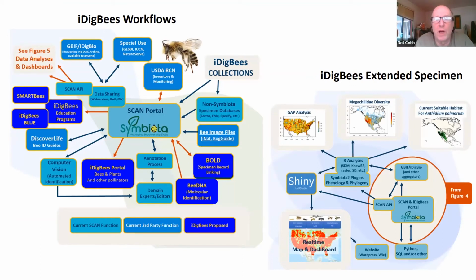So here's just one example of a pending project called iDigBees, where we've established workflows, all of the linkages, and we've identified how we're going to extend the data primarily through our processes. And this is just one of several projects that we're going to implement extended specimen work.